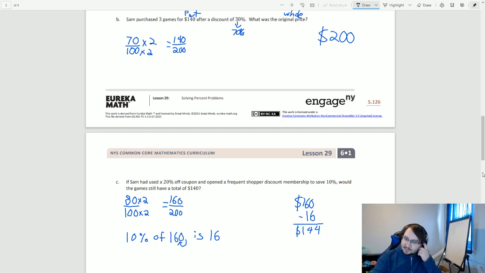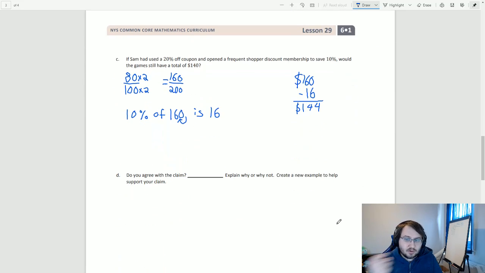No. When I took 30% off, I got $140. It cost $140. But if I use a 20% and then a 10%, then it costs me $144. So, well, now it's asking, do I agree with the claim? I guess I don't anymore. No. I don't agree with this claim.